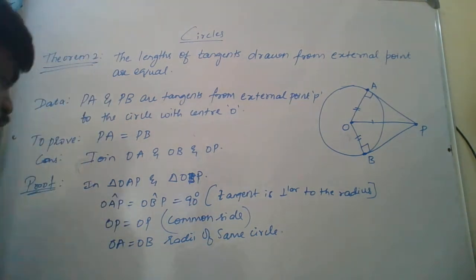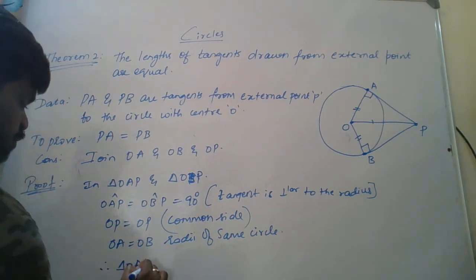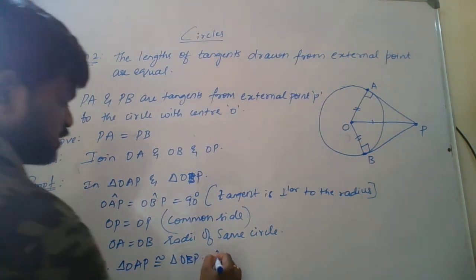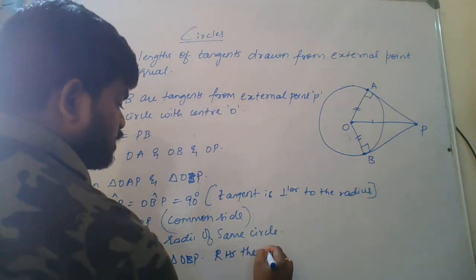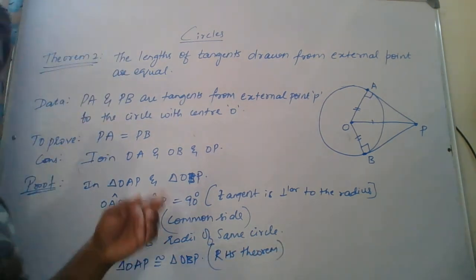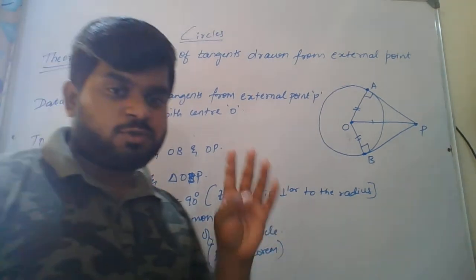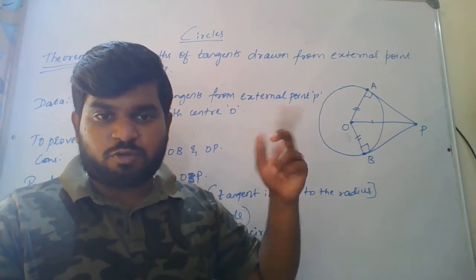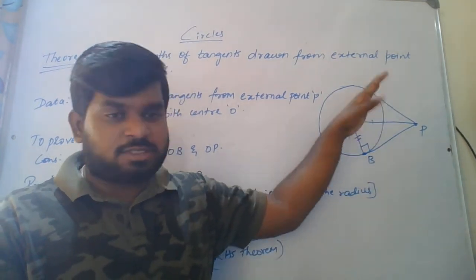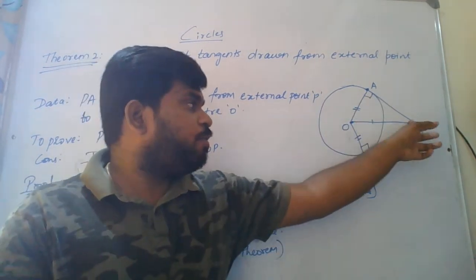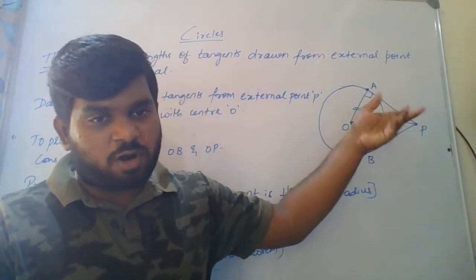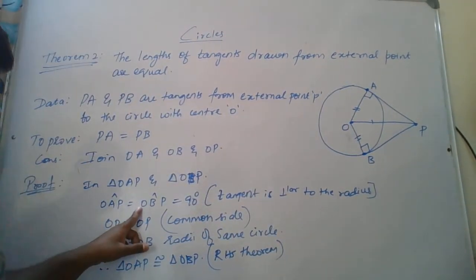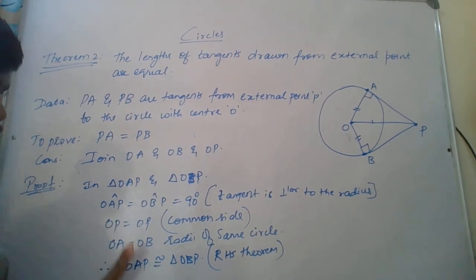Therefore, the two triangles are congruent. Using which theorem? It is using the RHS theorem. RHS means right angle, hypotenuse, side. You should have a right angle in both triangles. You have 90 degrees in both. The hypotenuse of both should be the same. The hypotenuse is opposite to 90 degrees, OP, and again opposite to 90 degrees, OP. Both triangles have equal hypotenuse and one side equal, OA equals OB. This is the RHS theorem. Therefore they are congruent.